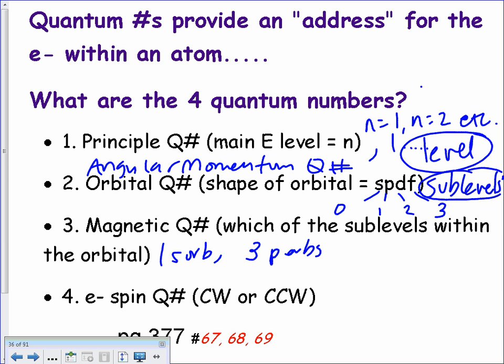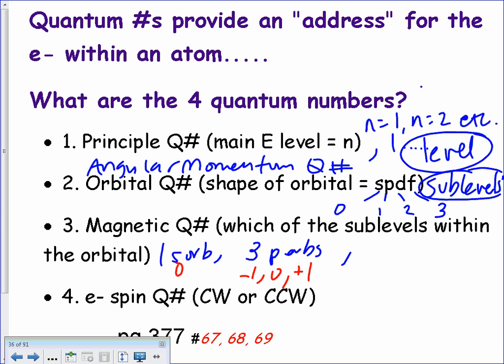And they are given numbers from -1 to 1 to represent them. So this is -1, 0, plus 1. The s orbital that we're talking about, we call it 0 because it's right in the middle of the l numbers. I have more details on the next slide for you. I'm giving you the basics right now.